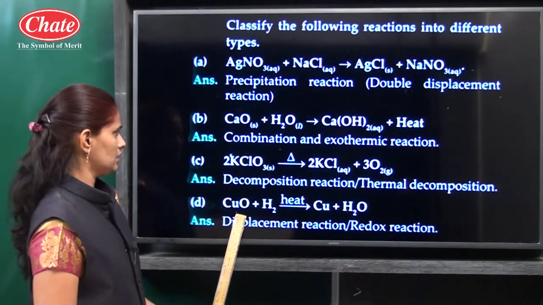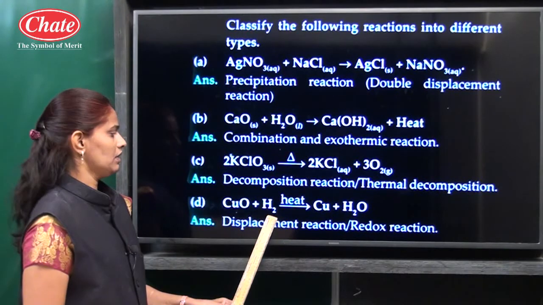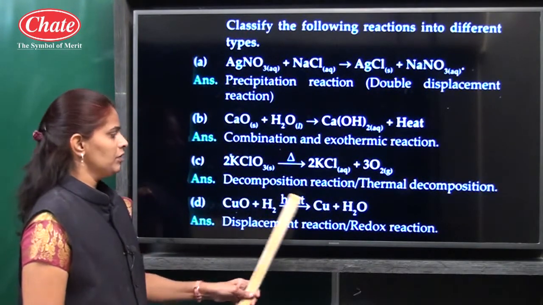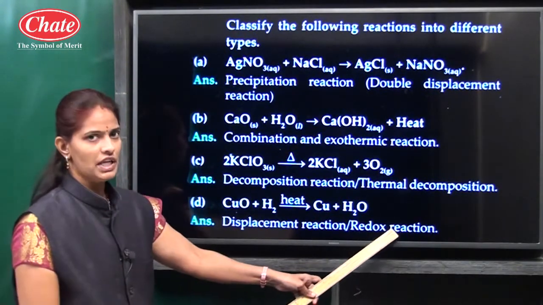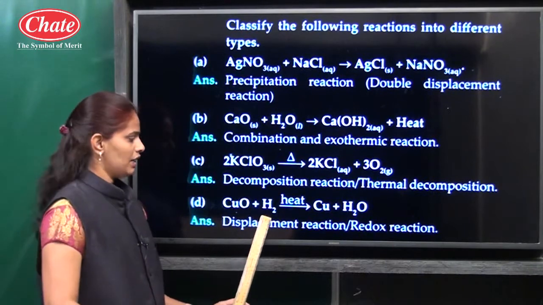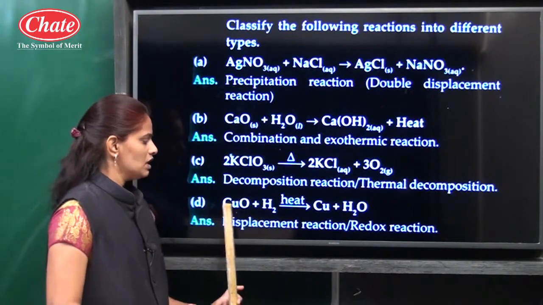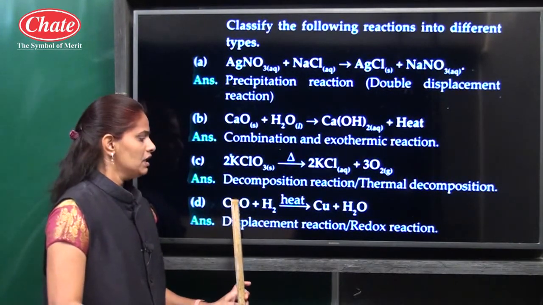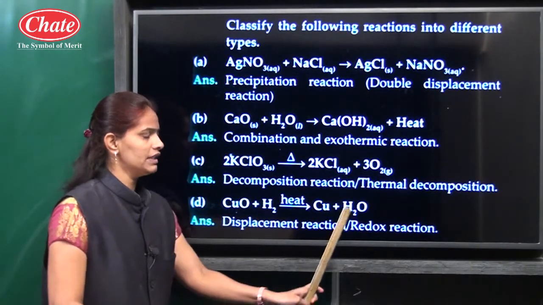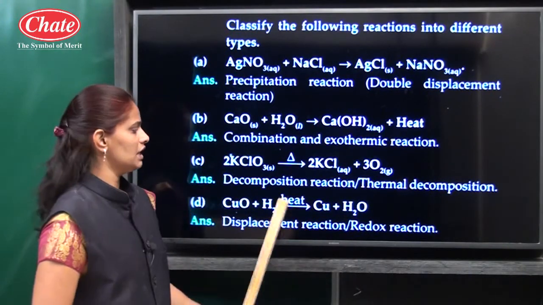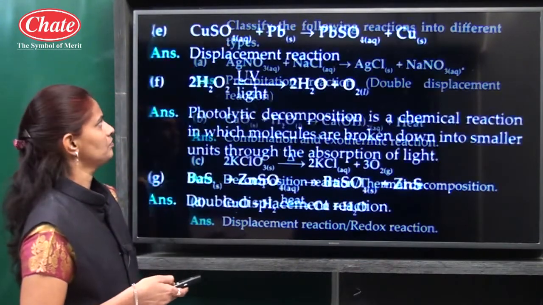Then the last reaction from this PPT, see here, copper oxide reacts with hydrogen. When we heat them, we get copper with water. This is a displacement reaction, and a redox reaction also. Hydrogen displaces copper, that is why displacement reaction, and redox reaction because here oxygen is removed from copper oxide, which means reduction, and oxygen is added to hydrogen, that is oxidation. So oxidation and reduction take place simultaneously, that is why it is called redox reaction.